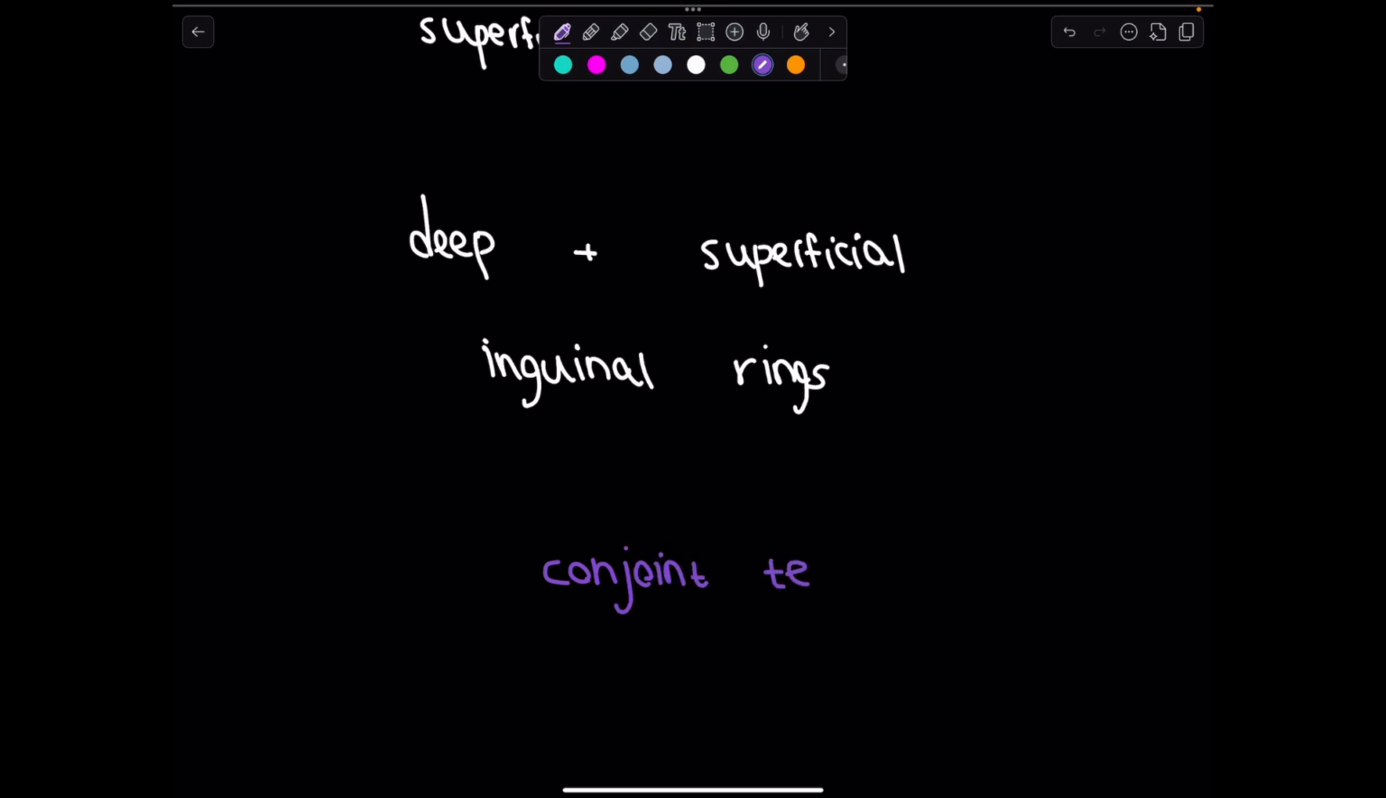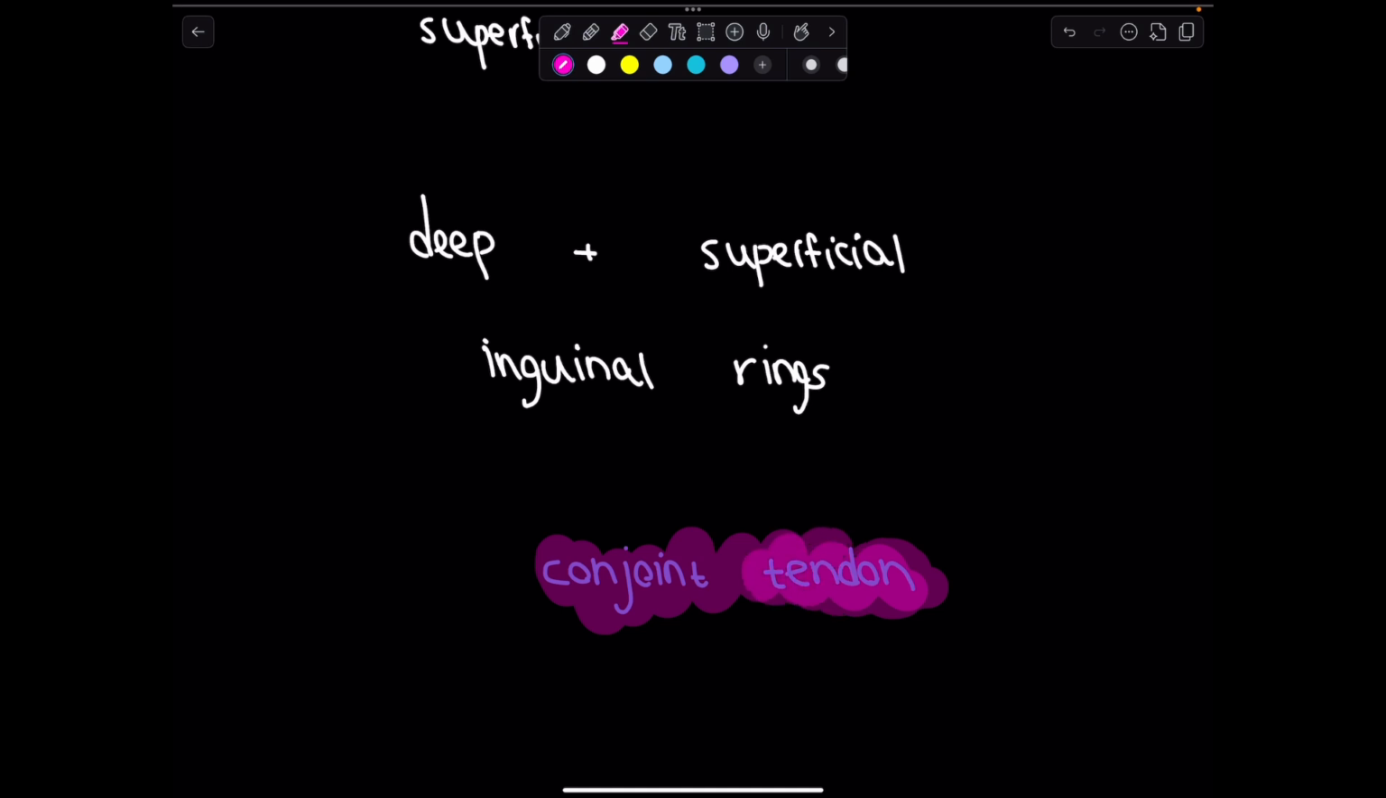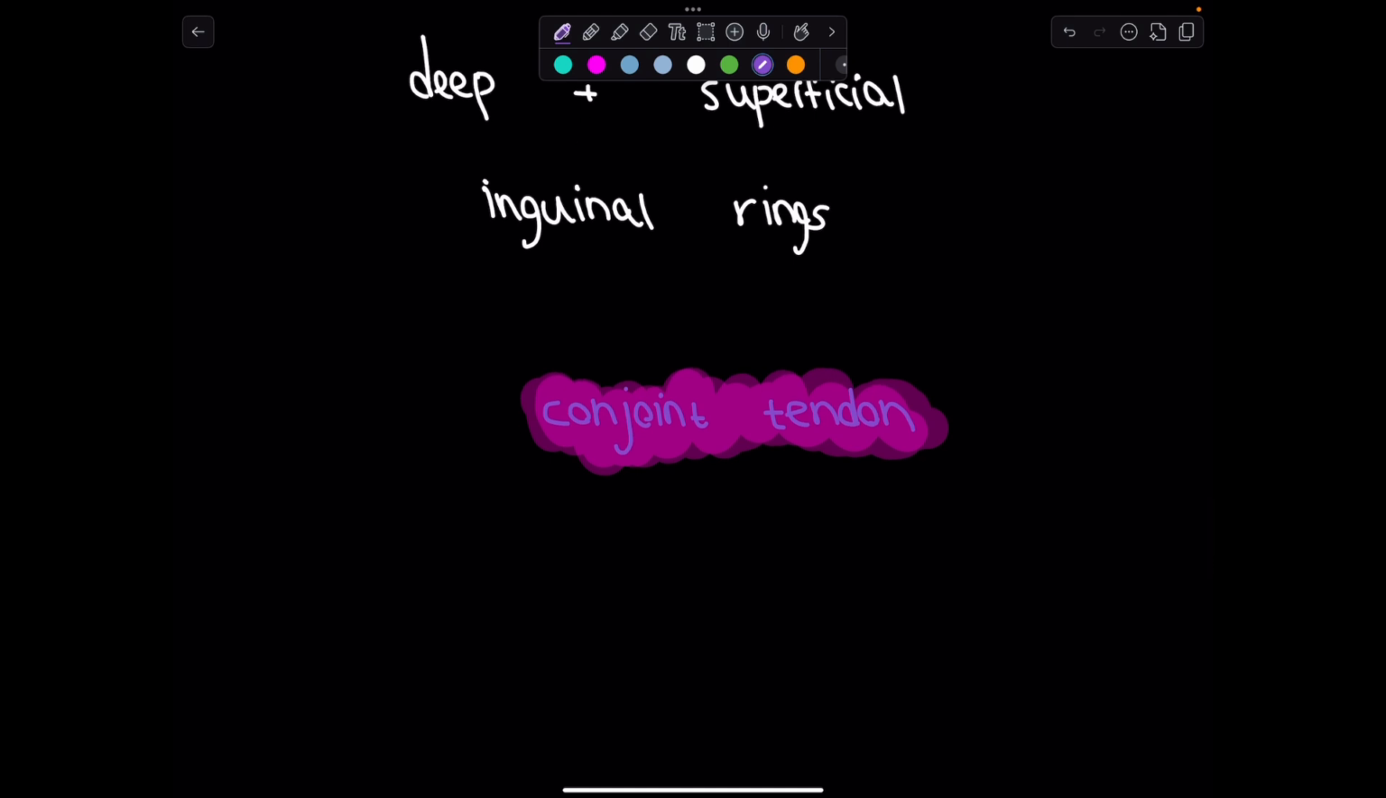In males, the spermatic cord, vas deferens, testicular vessels, starts from the testes descent during development. In females, the round ligament begins at the uterus. Clear? Yes. Need more? Okay, question. What's the conjoint tendon? And talk to us a bit about the borders of the inguinal canal too.